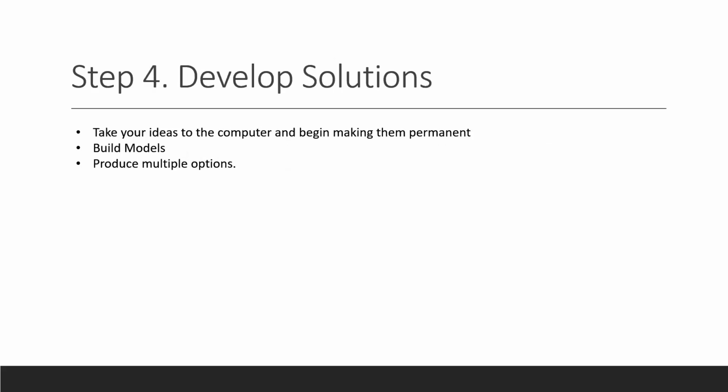Develop solutions. Take your ideas to the computer and begin making them permanent. You'll want to build some models. We may not get into building models this year. We'll definitely get into building models next year. Produce multiple options. Again, options are important. In this develop solutions section, you're designing an entire house or structure, and you might design several copies of it with different variations.